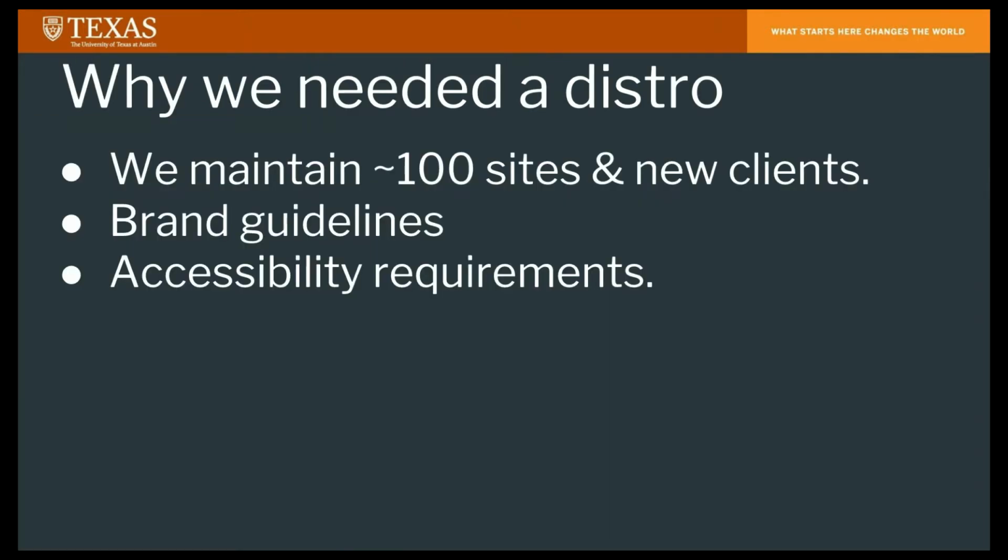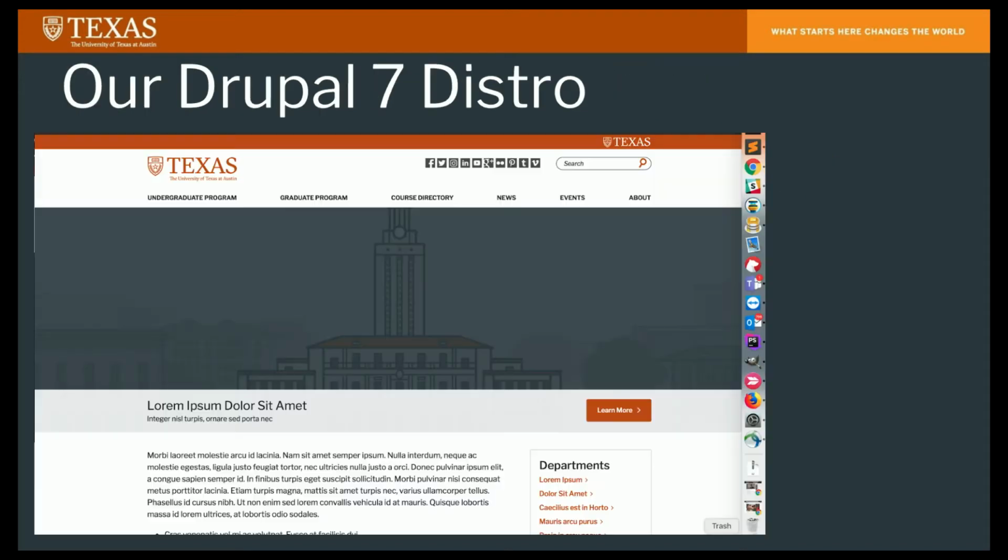For us at the University of Texas, we have around 100 sites that we maintain, and we're continuing to accumulate or to build sites. And there are very rigid brand guidelines the university likes for us to follow, and there are accessibility requirements we have to be very careful of. So this was our compelling reason for why we can save a lot of time and leverage a distribution for our clients at the university.